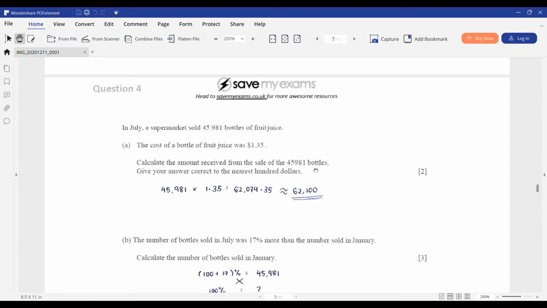So basically what you want to do is take the amount of bottles sold multiplied by the price of 1. So it's 45,981 bottles sold multiplied by $1.35, which is the cost of one bottle. You should get 62,074.35. Now, rounding this off to the nearest $100 is $62,100. I forgot the dollar sign. I apologize for that.